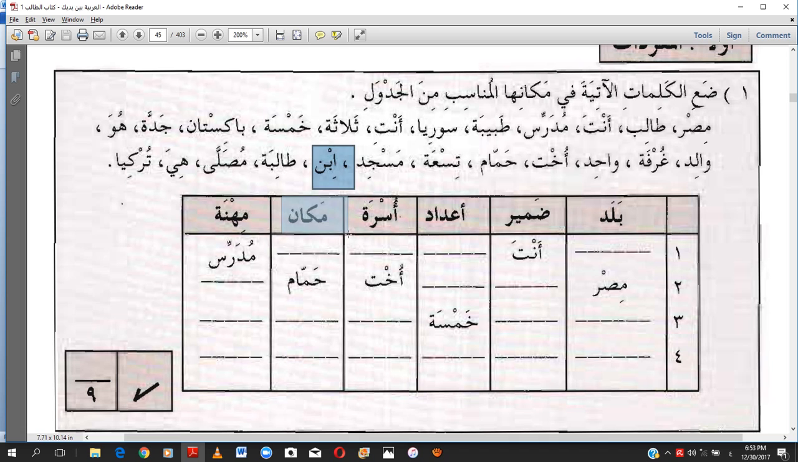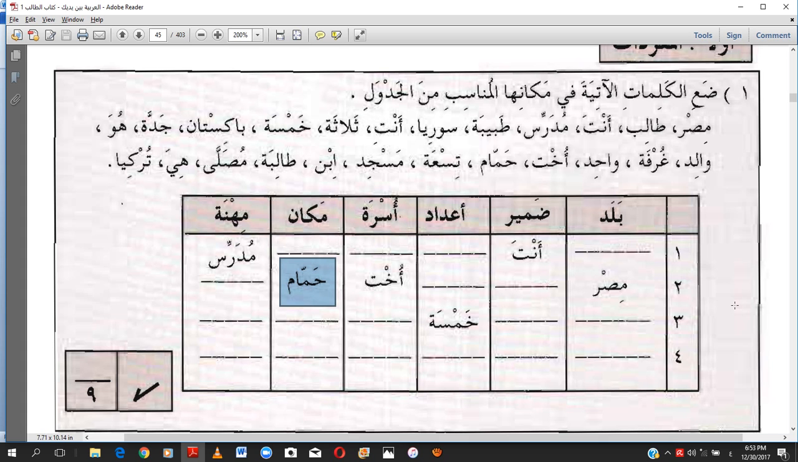The next one is makan, or place. So these are vocabulary words talking about places. The first one that they already put in the box for us is hammam. ما معنى حمام؟ Restroom, washroom. Hammam technically I think is a place where you take a bath.